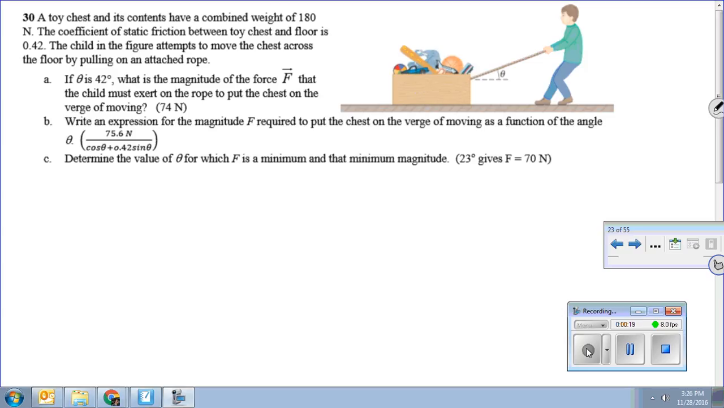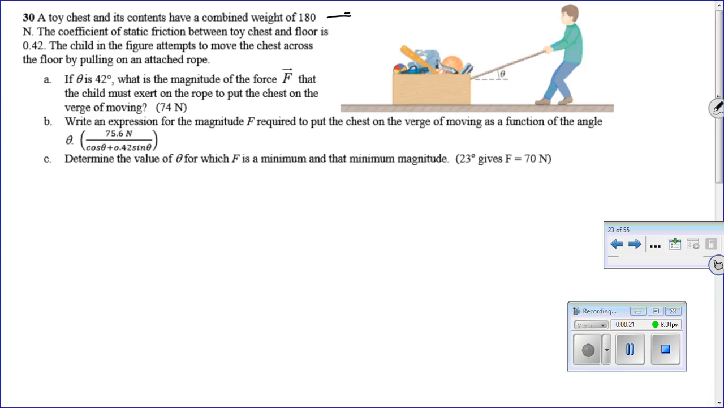So it's probably worth taking a minute to find the mass of that. Our force of gravity is 180 newtons. That means that by dividing by 9.8, we can find out that the mass of that thing is going to be 18.4 kilograms. Let's put that on our drawing here. Mass equals 18.4 kilograms. Cool.